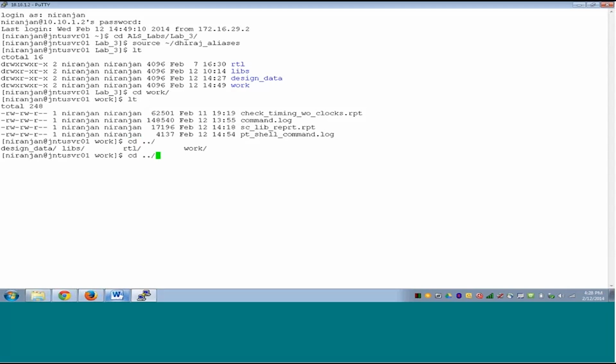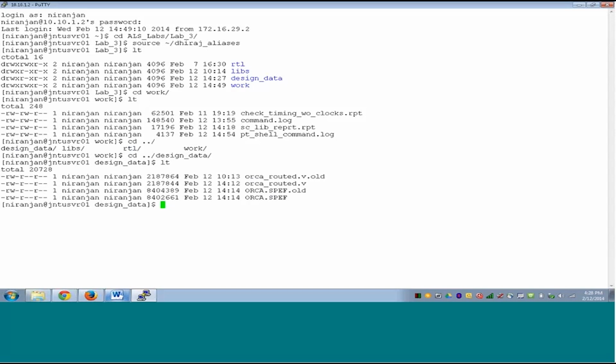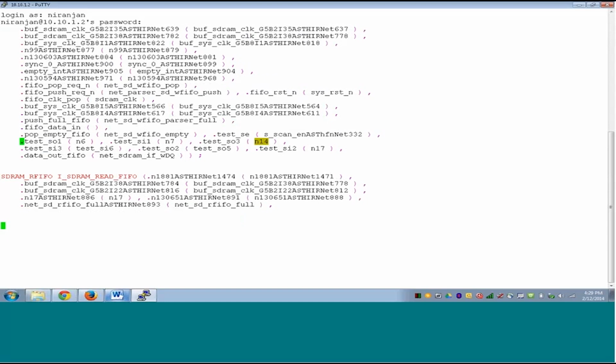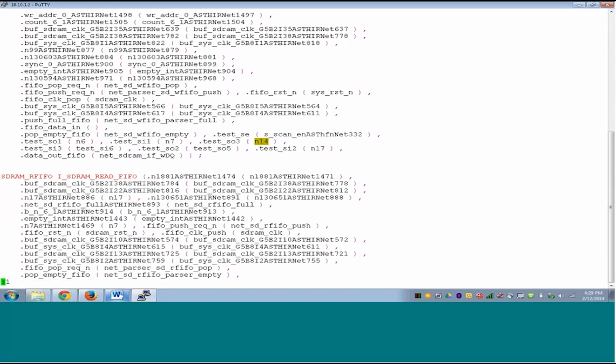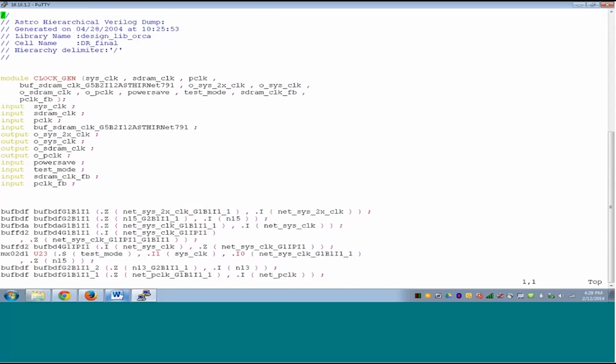Our design comes from one of the Synopsys examples. This is the design Orca routed.v. Orca is a small CPU. I think it's an open source CPU, a small CPU.